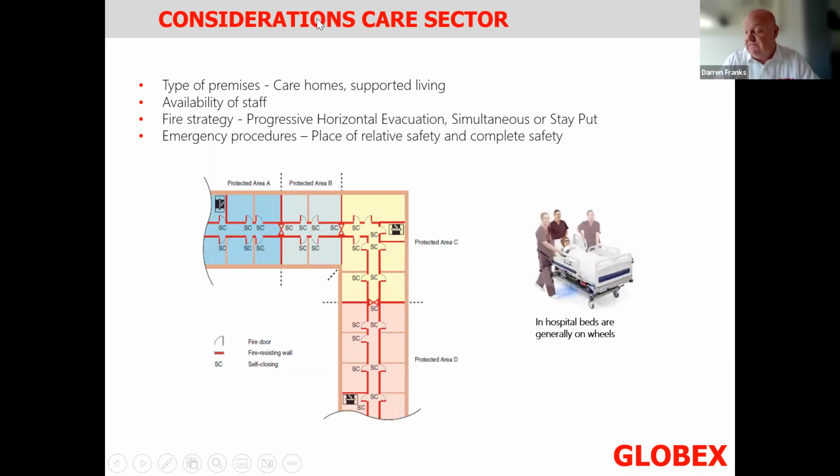So other specific issues for the care sector is a type of premises. And sorry, I'm not going to talk all day about this, but I'm conscious you all come from different backgrounds. So a care home's quite an easy one. You've got supported living. It is important to understand the purpose group of the building and how the building works as well. And again, as we were saying at the beginning about fire risk assessments, it's important that you have a suitable and sufficient fire risk assessment carried out that takes into account the fire strategy for the building.